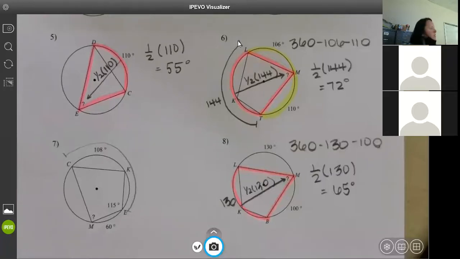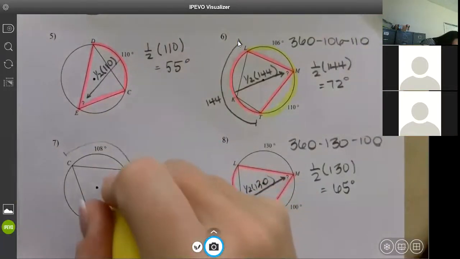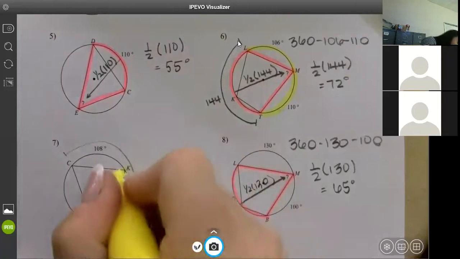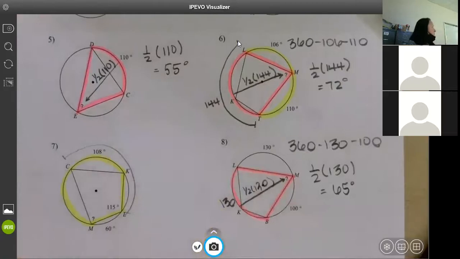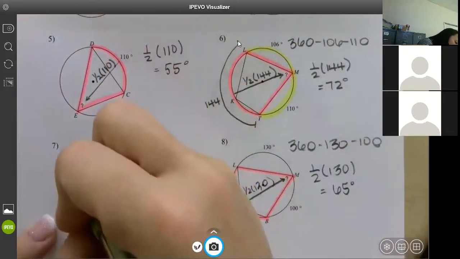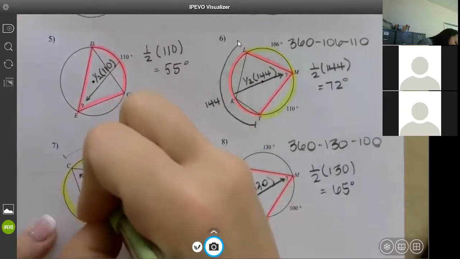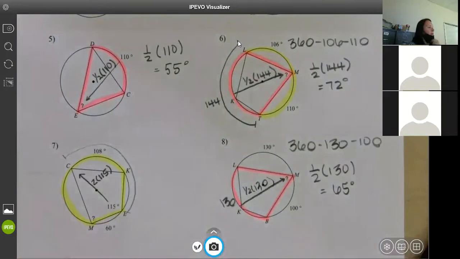There's only one other thing in the circle. What is it? The 115. Okay, so we're going to use that 115. How do you use it? So it's exactly how you use it. This angle is half of this arc. Does that make sense? So we're going to work backwards. This arc is 2 times the 115. So the yellow arc is what I'm looking at. What is 2 times 115?